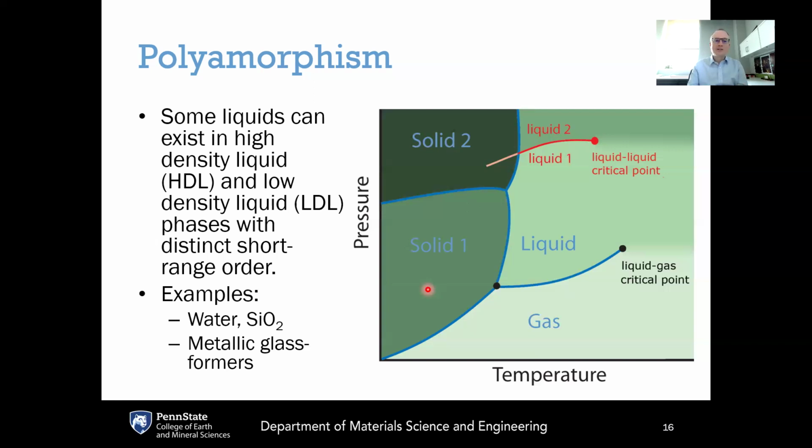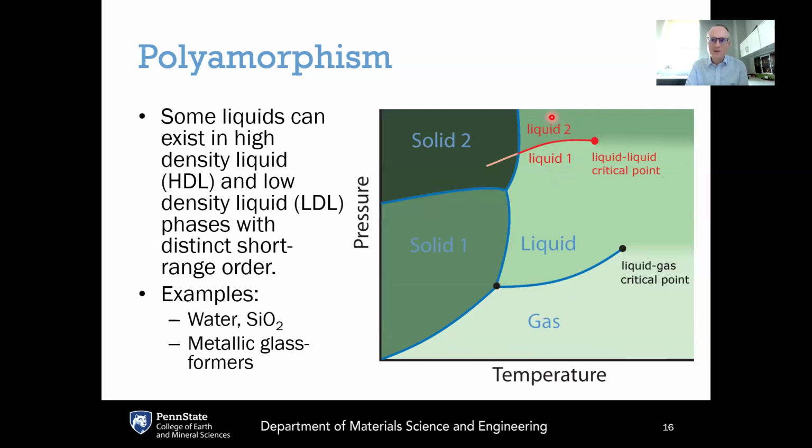So some liquids can exist in two distinct liquid states, known as high density liquid, or HDL phase, and low density liquid, or LDL phase. For example, in this phase diagram here, you'd see polymorphism between these two solids, between these two crystals, but there could also be two different liquid phases, a kind of normal liquid phase that we see at low pressure, low density. This would be the LDL phase, the low density liquid, but there's a thermodynamic phase change, a first order thermodynamic phase change in going from the low density liquid to the high density liquid.